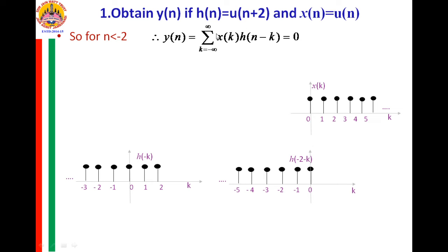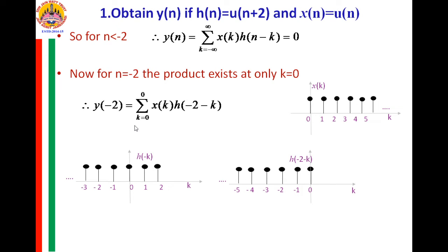So, if this is the convolution sum expression where y of n is equal to summation k from minus infinity to plus infinity x of k into h of n minus k, we observed that for n which is less than minus 2, this product is equal to 0, therefore, y of n will be equal to 0. Now, for n is equal to minus 2, the product exists at only k is equal to 0 and this expression becomes k is equal to 0 to 0. Now, further ahead, if I go on increasing the value of n, for n is equal to minus 1, we have to shift right this h of minus 2 minus k by one amount to the right side. If I shift, what is your observation?